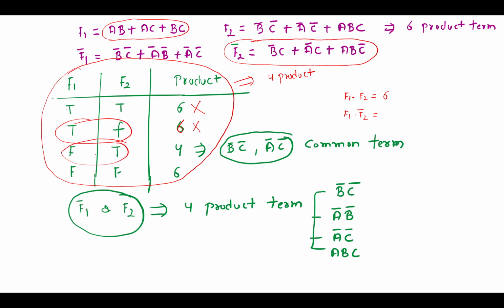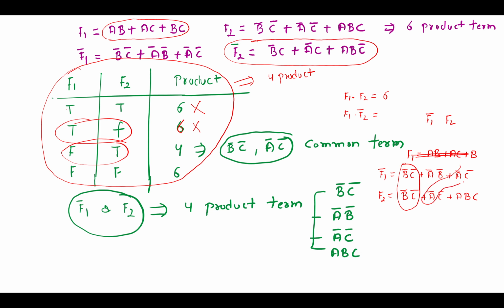Now we come here, if you take F1 bar and F2, so what is F1? F1 is AB plus AC plus BC. Oh, we have to write F1 bar, not F1. So F1 bar value is B bar C bar plus A bar B bar plus A bar C bar. And F2 value is B bar C bar plus A bar C bar plus ABC. So if you multiply these two, this term I think is common, and this one is also common.